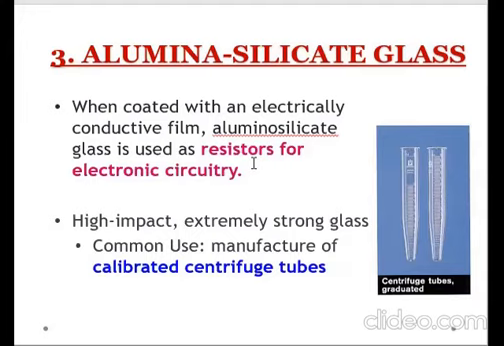So how come or how do we do that? No, your aluminum silicate glass, you're just going to coat it with an electrically conductive film. Okay, and then you can now use it as a resistor. Okay, so sir, bakit po pwede siya maging resistor? Kasi remember, glass is not a conductor. No? So it can really impede current flow. Okay, so yun po siya.